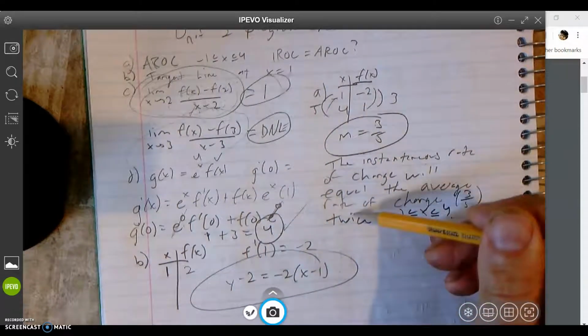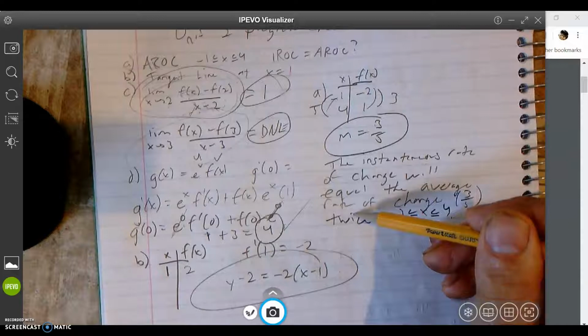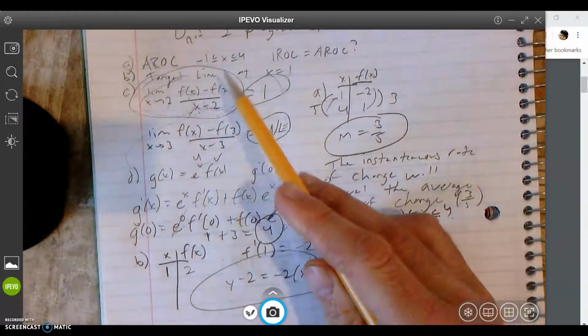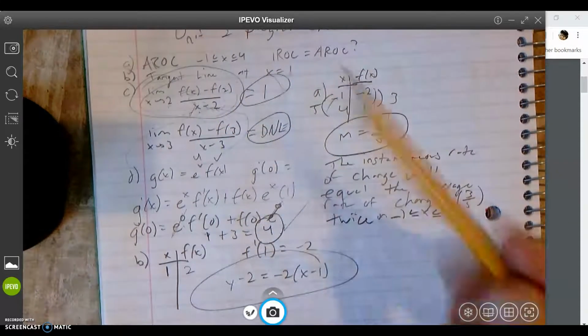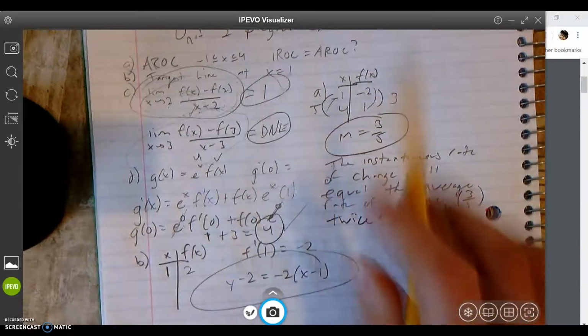If there's any of these you really need to redo, go ahead and redo. If you need to go over instantaneous rates of change, go over that, tangent lines, whatever you need, okay?